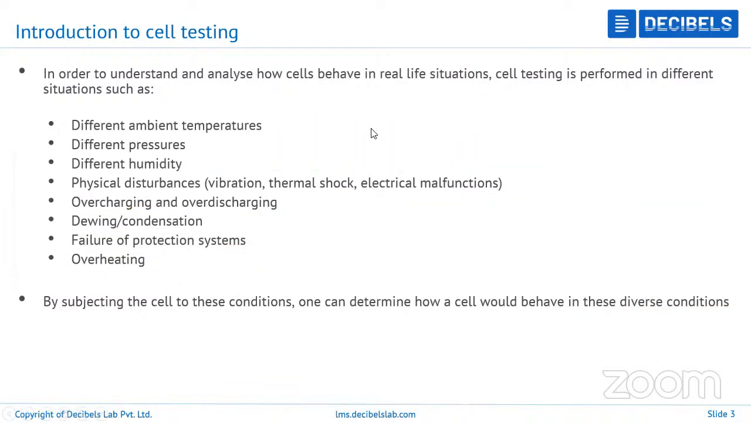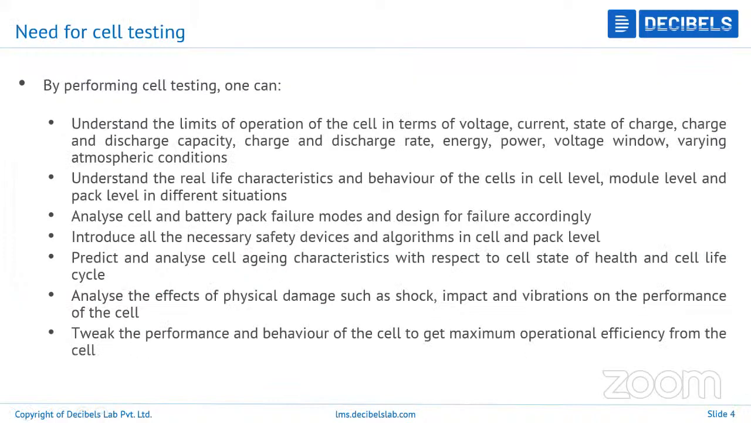So keeping these points in mind, we'll now look at the need for cell testing. By performing cell testing, by subjecting the cells to all of the previous situations and conditions, we can first and foremost, which is the most important, understand the limits of operation, right? So we get to know the operating window, the upper and lower operating limit of the cell and the battery pack.